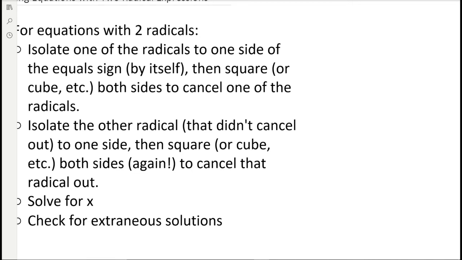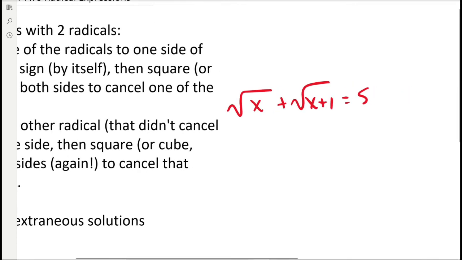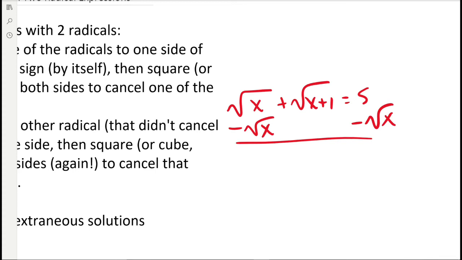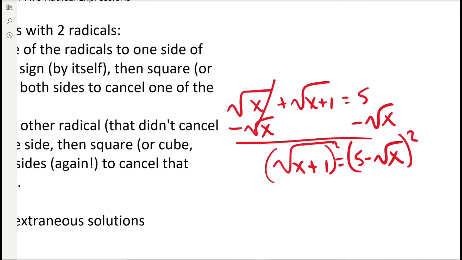Okay, so I'll give you a quick example of how that works. So let's say we had an easy one, something like square root of x plus square root of x plus 1 equals 5, something like that. I'm just going to make something up. So we have two radicals here, so I'm going to go ahead and move one of the radicals to the other side. So let's say I decide to move the square root of x to that side. In that case, I get square root of x plus 1 equals 5 minus square root of x. So I isolated one of the radicals. I did that step. I'm going to square both sides to get rid of one of those radicals.